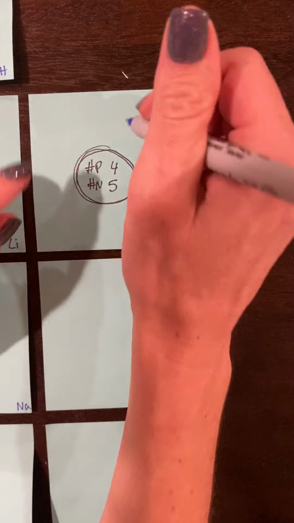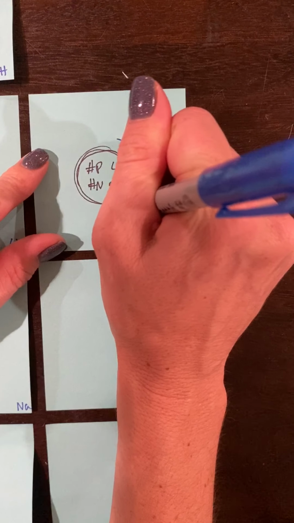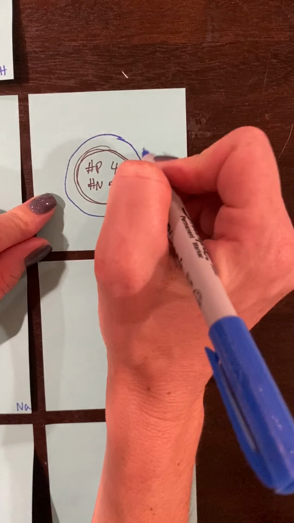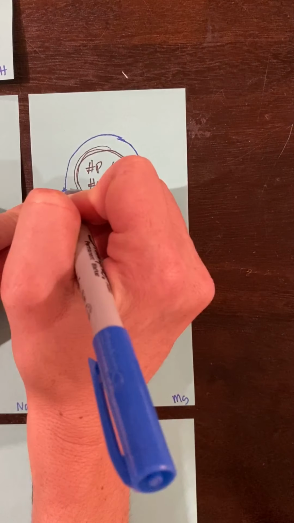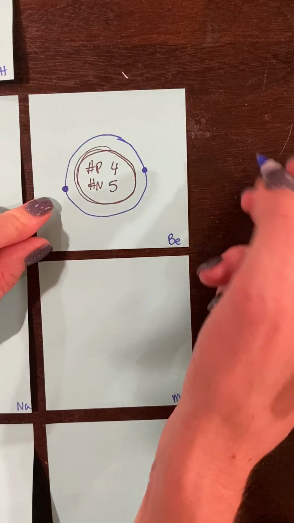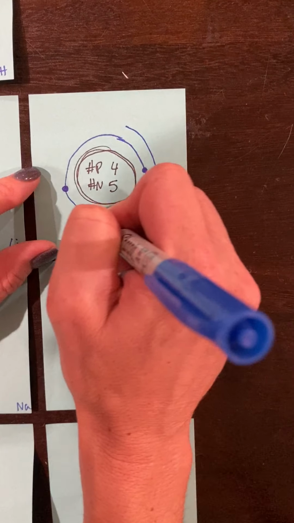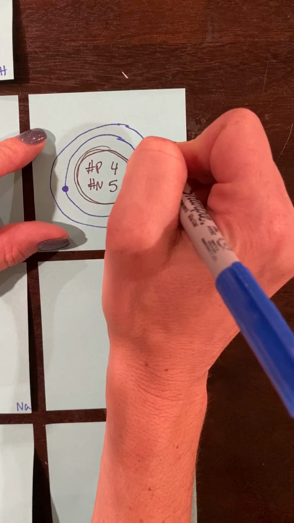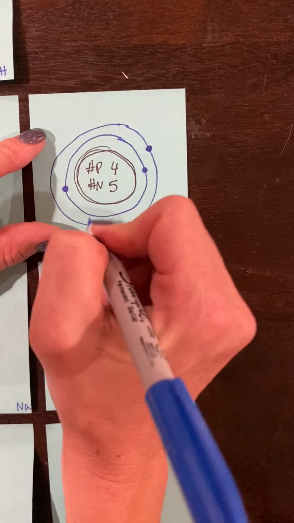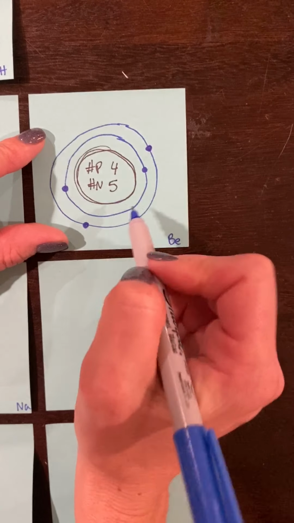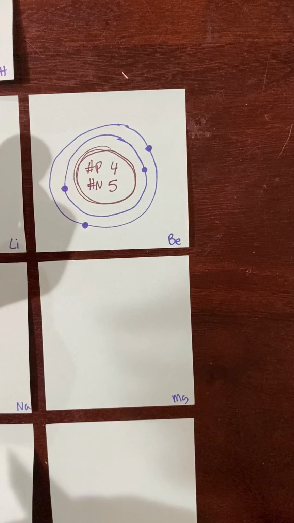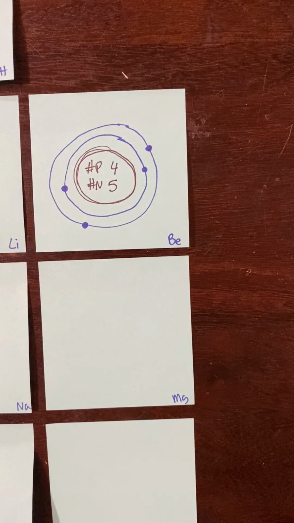Since I have 4 protons and I want a neutral atom, I need to draw 4 electrons. So I'm going to draw my first shell, and it's full with 2 electrons. I'm going to draw my second shell, and I need 4, so I'm going to put 1, 2. So now I have 2 electrons plus 2 electrons gives me 4 electrons. And this is my Bohr model for beryllium.